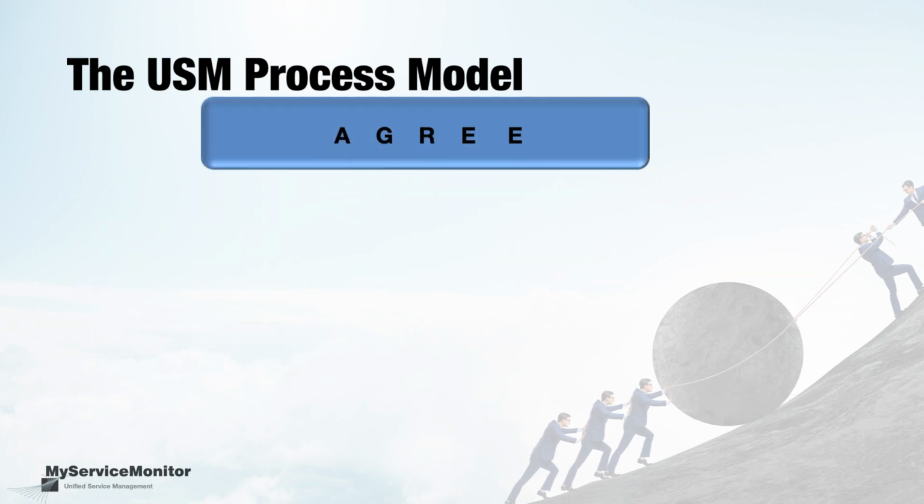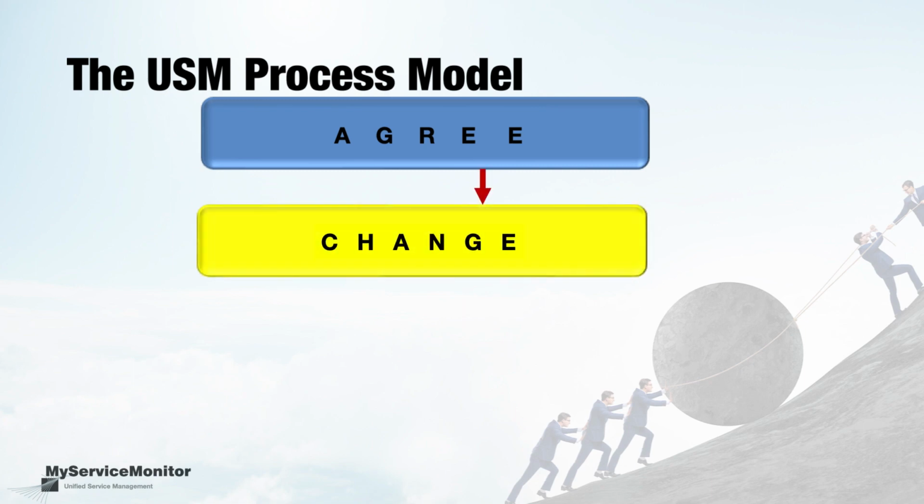The first process is about the first interaction between a customer and a provider. Before service is provided, the customer and the provider have to come to an agreement about the service. And this process applies to all service agreements, both with the customer and with a supplier or an internal solution team. Once we've agreed, we create a new service agreement or change an existing one.